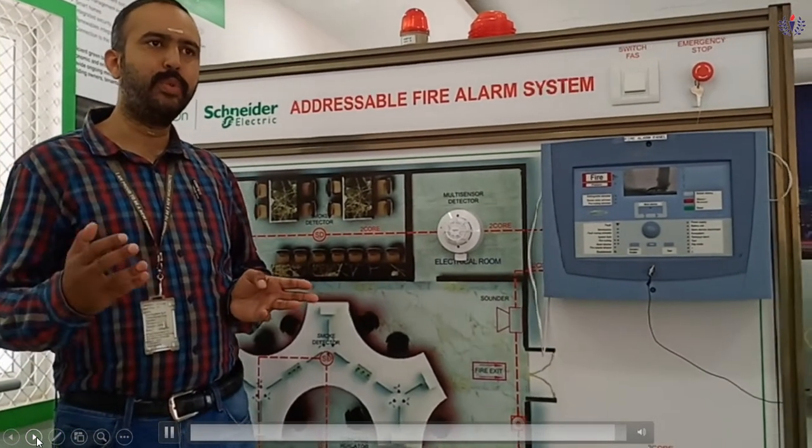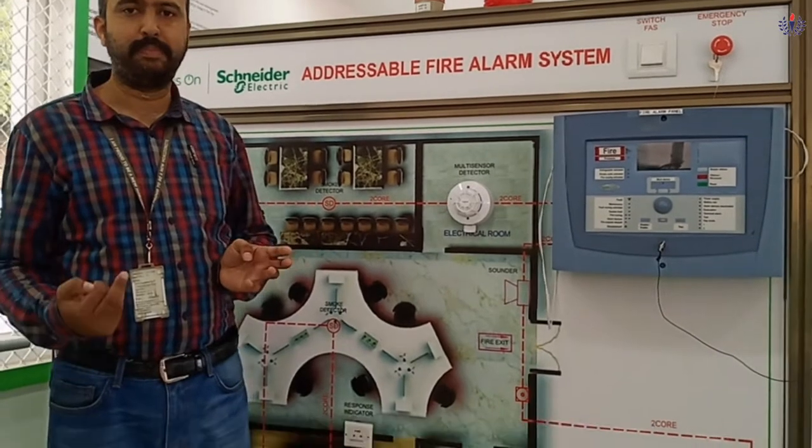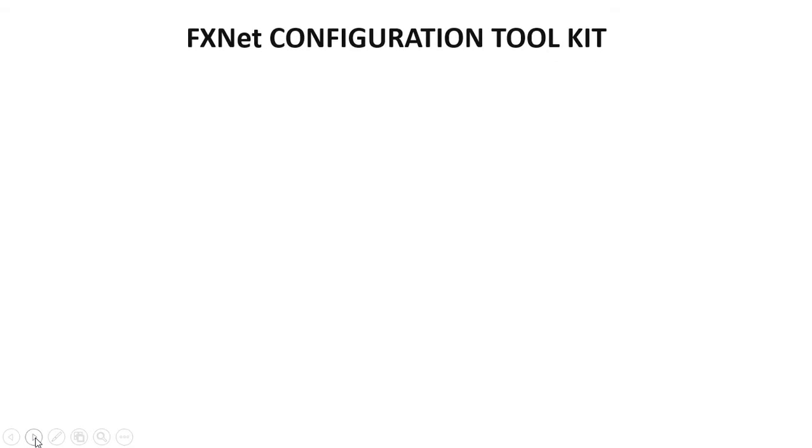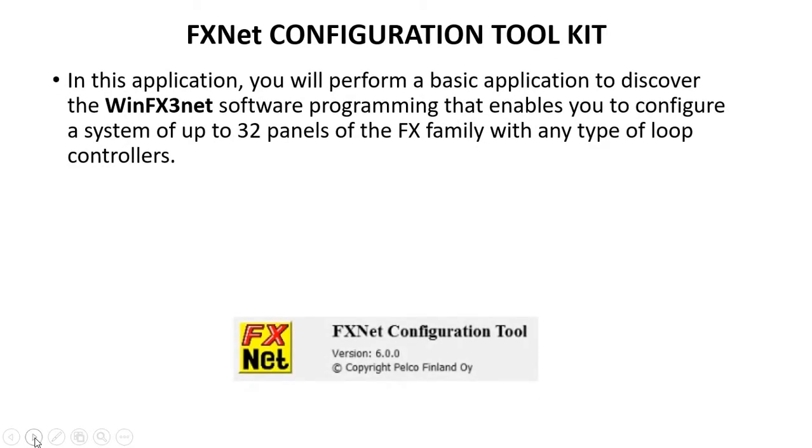Now we are going to see how to program it and how to take the output. For this purpose, we are going to use a software known as the FXNet configuration tool. It is a product of WinFX3Net software programming, which enables us to configure all the input and output devices and is used to transfer the program. It can be used to configure up to 32 panels of the FX family, depending on the number of loops.